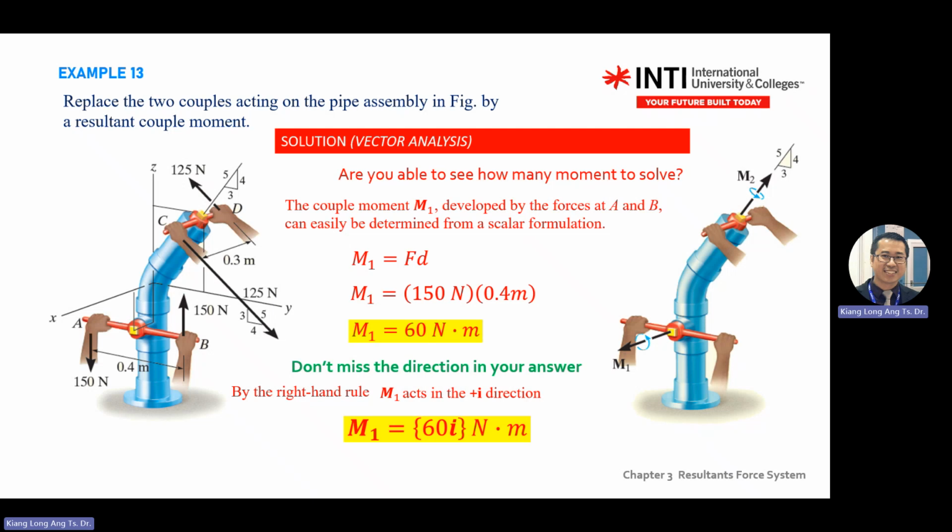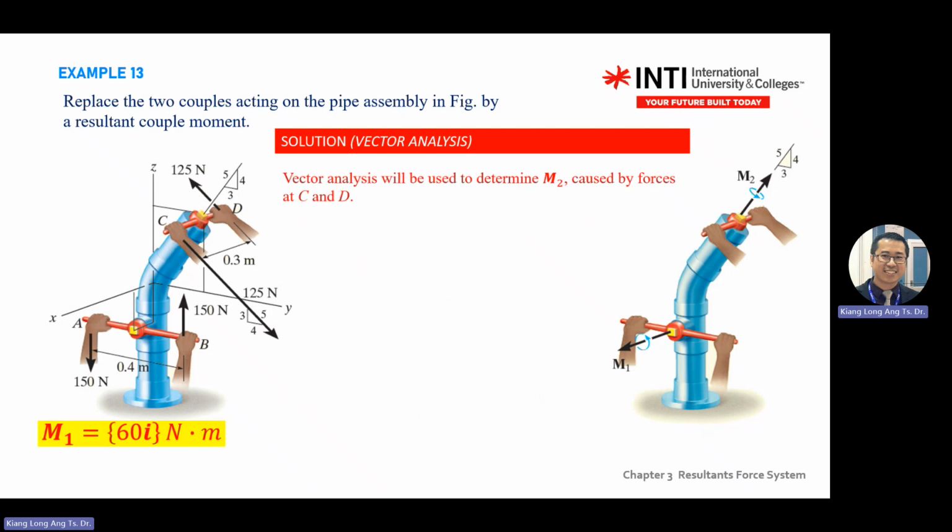Use right hand rule. For M1, M1 is this direction towards X, so it's bracket i. From FD, you find the magnitude. Write the unit, Newton meter. Okay. Then find the CD also the same. CD, you can pick any point. You pick any point.